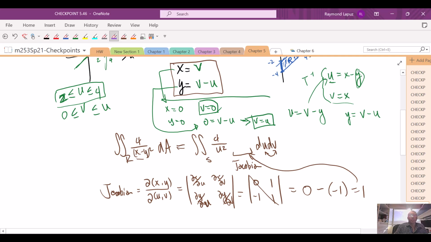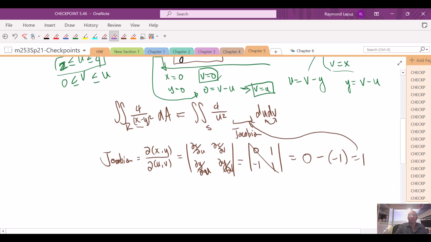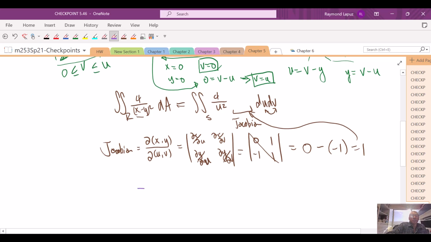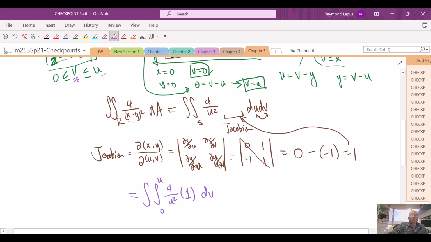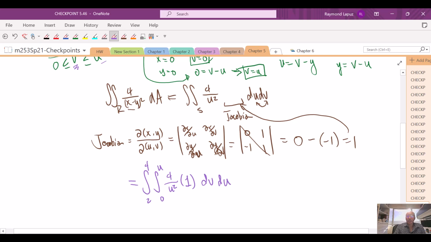So that's just a nice Jacobian. And finally, we're going to be able to rewrite this with actual limits. So our integral then would be the 4 over u squared. Our Jacobian is 1. And then I think we decided that v has to go first because v has a non-constant limit. It goes from 0 to u, and in our du, our constant limits from 2 to 4. Okay, that's all they asked for.